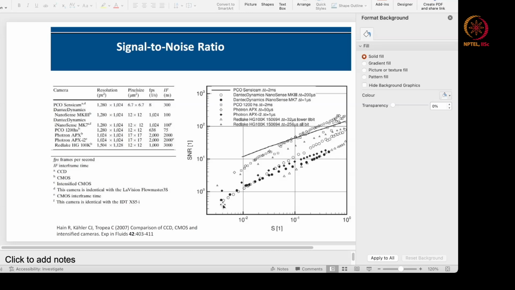So these are things that one needs to consider when one chooses cameras. It's not just about framing rate. It is not just about the pixel size. It is not just about the interframe distance, interframe time, but it is also about the signal to noise ratios.